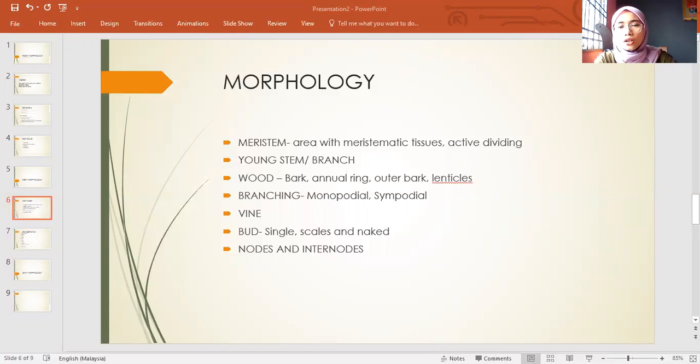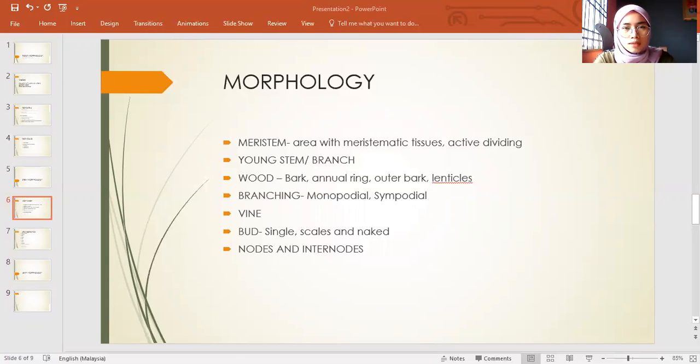Scars, nodes and internode. This is very important, as Dr. Isaf talked about nodes and internodes, very important in stem morphology. This is the internode part and this is the nodes part. If you want to see this part clearly, we can find it in sugarcane.